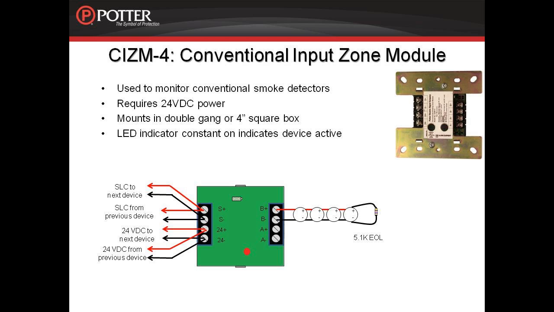At the end of the circuit of detectors, an end-of-line resistor is installed. If Class A wiring is required, the jumper, shown in the middle of this device drawing, needs to be moved to the Class A position. The end of the circuit now returns to the device and connects to terminals labeled A plus and A minus. When the CIZM detects an alarm, it is latched until the fire alarm control panel is reset. Again, remember to set the address for the CIZM4 before connecting it to the SLC.